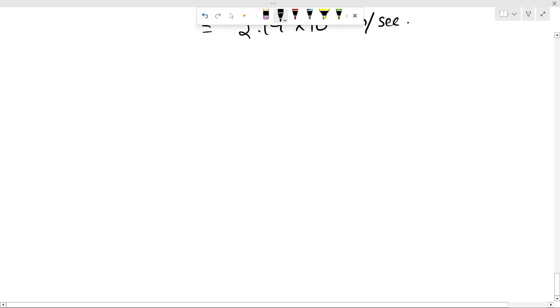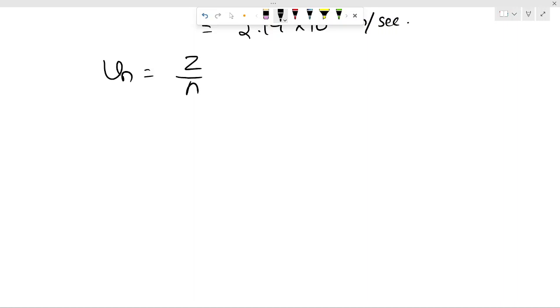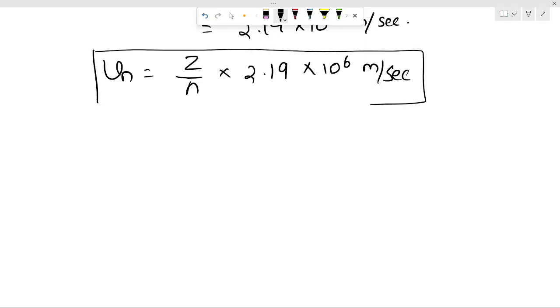You can have the calculations also. So Vn becomes Z upon n into 2.19 into 10 to the power 6 meter per second, isn't it? This is our general expression for Vn.